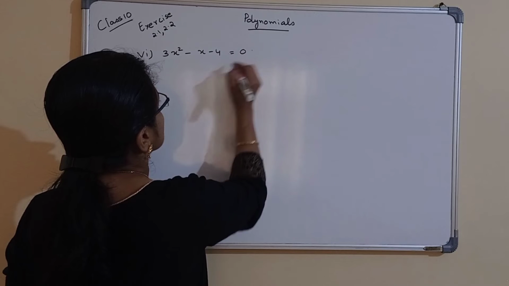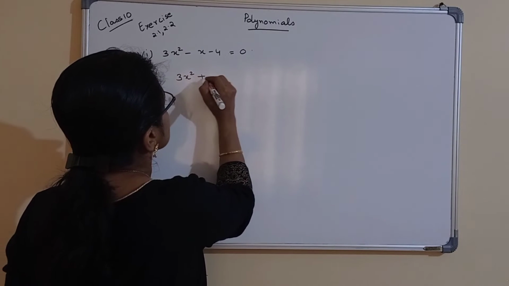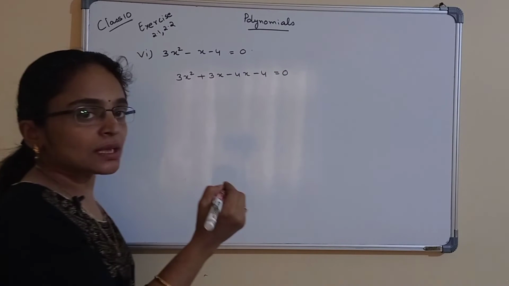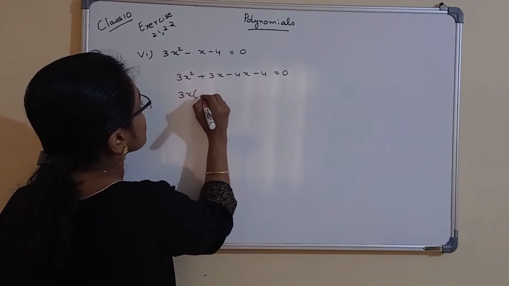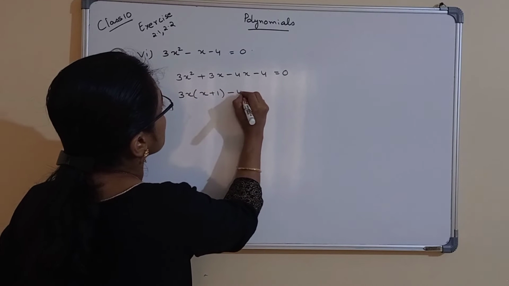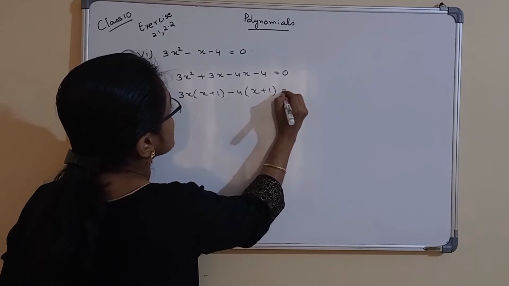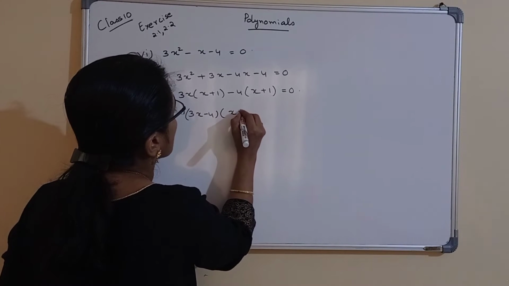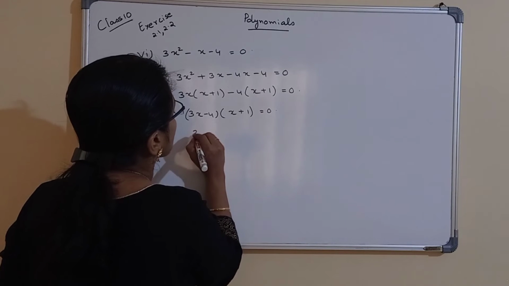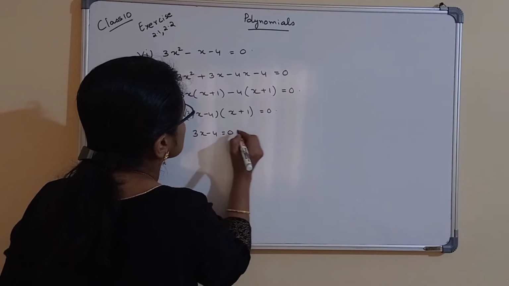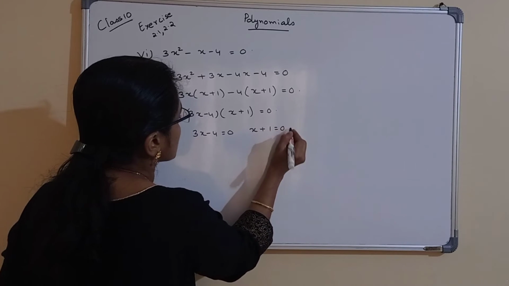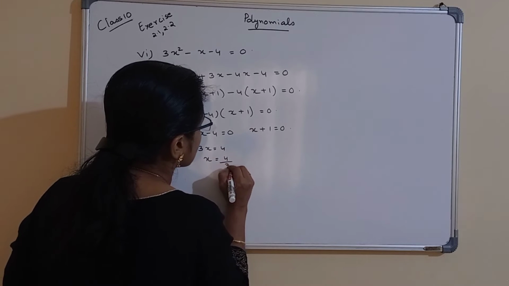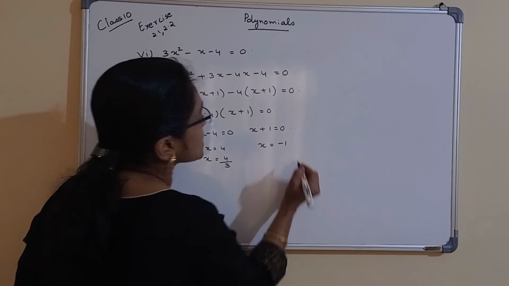So this is equal to 0. 3x square plus 3x minus 4x minus 4 is equal to 0. Which means 3x into x plus 1 minus 4 into x plus 1 is equal to 0. Which means 3x minus 4 into x plus 1 is equal to 0. And that means 3x minus 4 equal to 0 and x plus 1 equal to 0. So 3x equal to 4 and x equal to 4 by 3. Here x equal to minus 1.